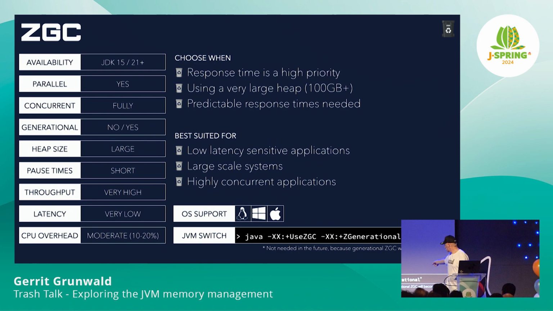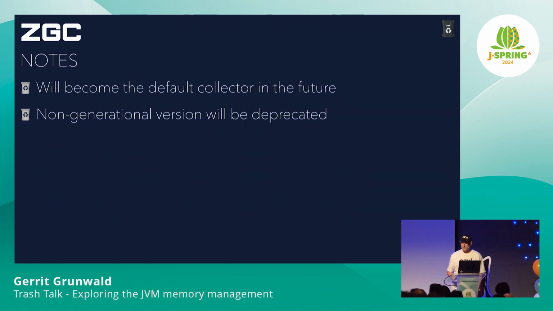At the moment, you have to switch it on like this, with Z generational, then you will get the generational ZGC. And in the future, you don't have to. The old non-generational one is already deprecated, so it will go away anyway. So you won't have to do anything if you use it. It will be generational. It will probably become the default collector in the future at some point. Not in JDK 23, but maybe later on, we don't know. And like I said, the non-generational version will be deprecated.